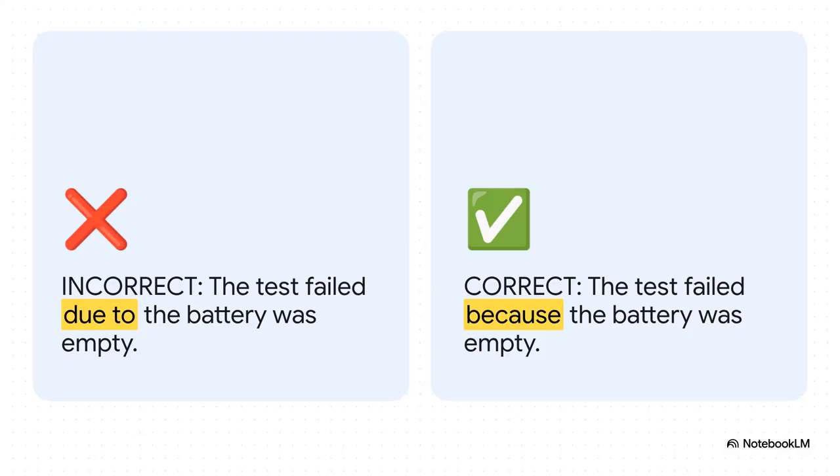Okay, quick pause. We gotta fix a really common mistake that I see all the time. You cannot say, the test failed due to the battery was empty. The rule is super simple. Because of and due to have to be followed by a noun, like an empty battery. If you have a full sentence with a verb, like the battery was empty, you have to use the word because. Getting this right is a small detail that shows you're a careful writer.